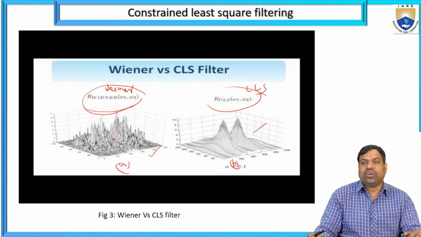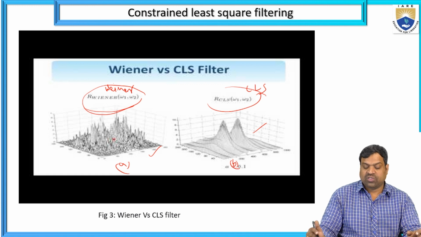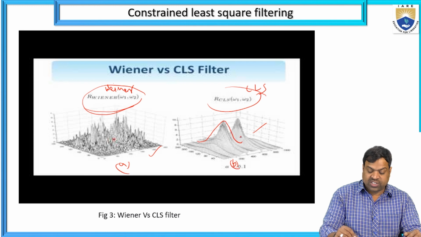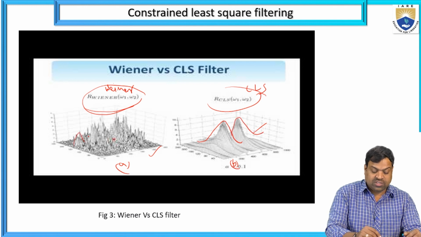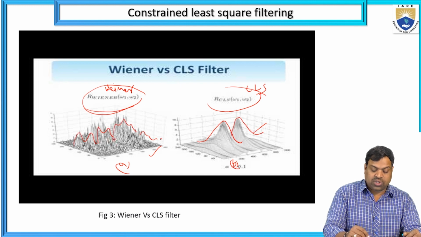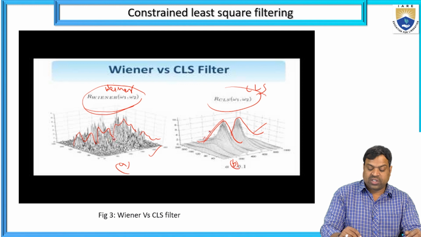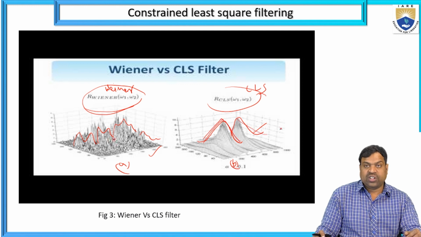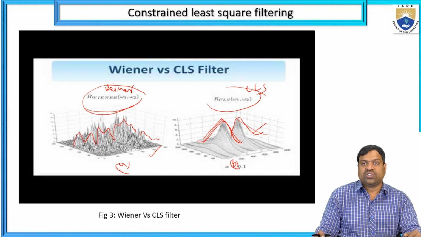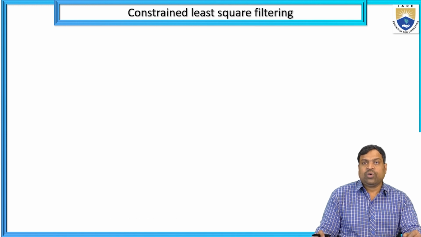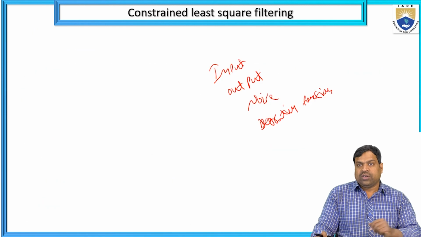So what is happening? You can observe this. What are the differences? Partially it looks like this, but here there are three stages, multiple stages. It is like a zigzag, going from increasing to decreasing to increasing, increasing to decreasing, like this. So it is the difference between the Wiener and CLS filter. Okay, so that is about constrained least square filtering.